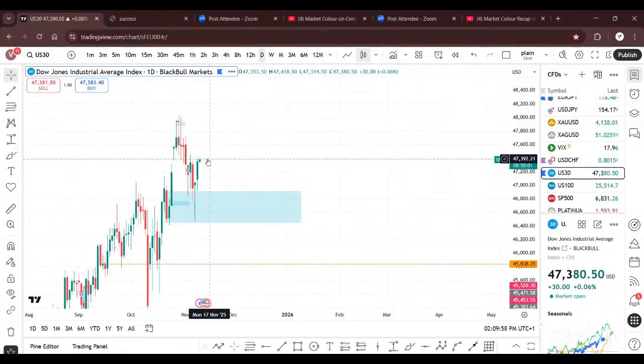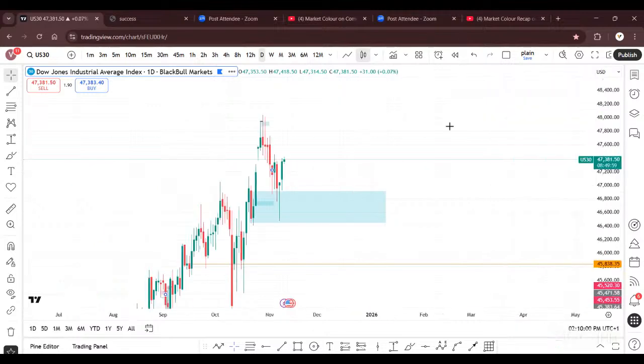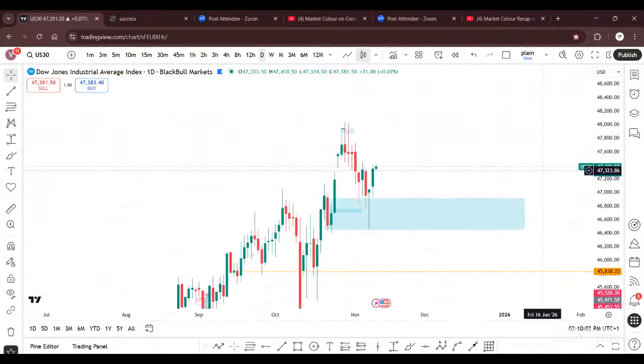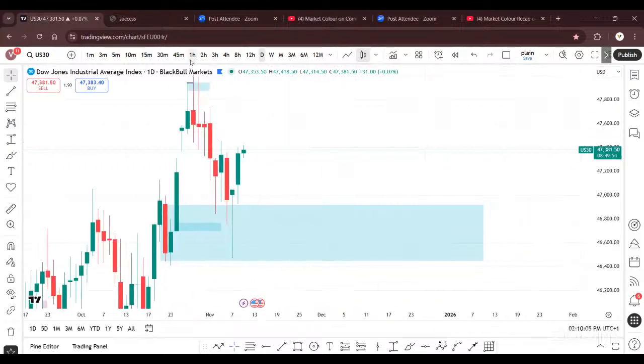Right, you can see the candlestick. This is a daily chart on US 30, and look at what we have today already. Just a range, right?